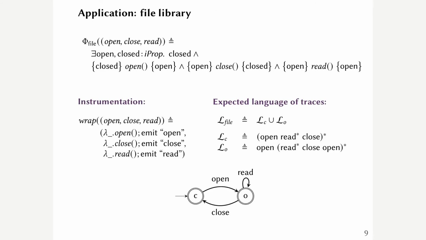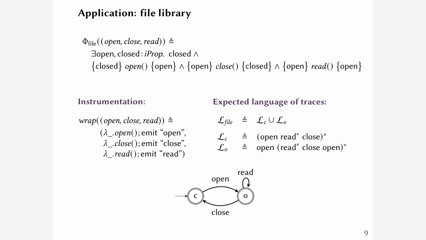Now, let's make things more concrete. We can come back to the specification for the file library we have seen earlier and see how we can apply our recipe for free theorems. The specification is the same as before. Then we define our wrapper program, where each instrumented function simply calls the library function and then emits an event with the corresponding label. Then the trace property that we expect of these emitted events is given by the automaton we've already seen.